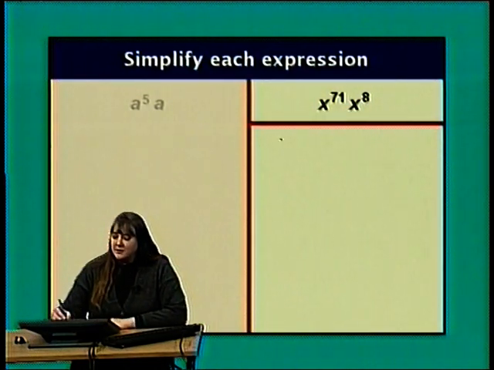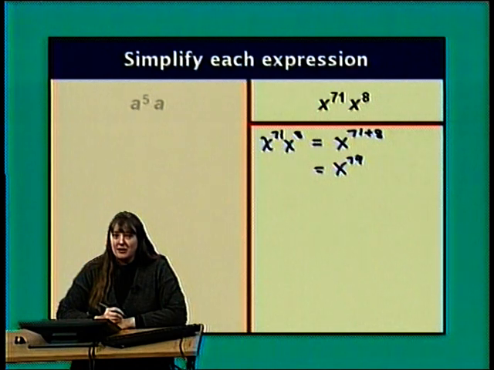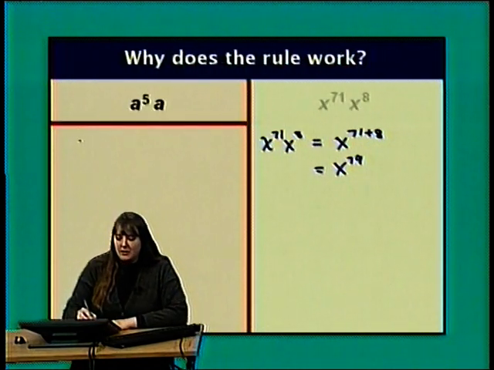Let's say I want to simplify x to the 71 times x to the 8th. Well, this is just x to the 71 plus 8, which is x to the 79th. Let's think about why this rule works.